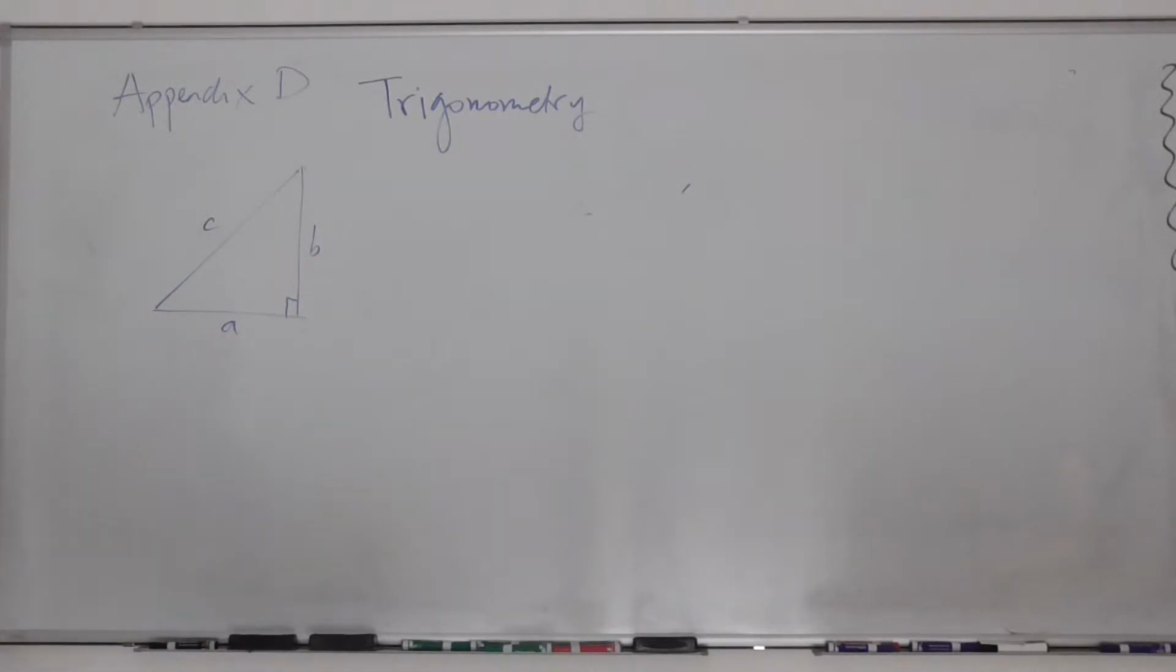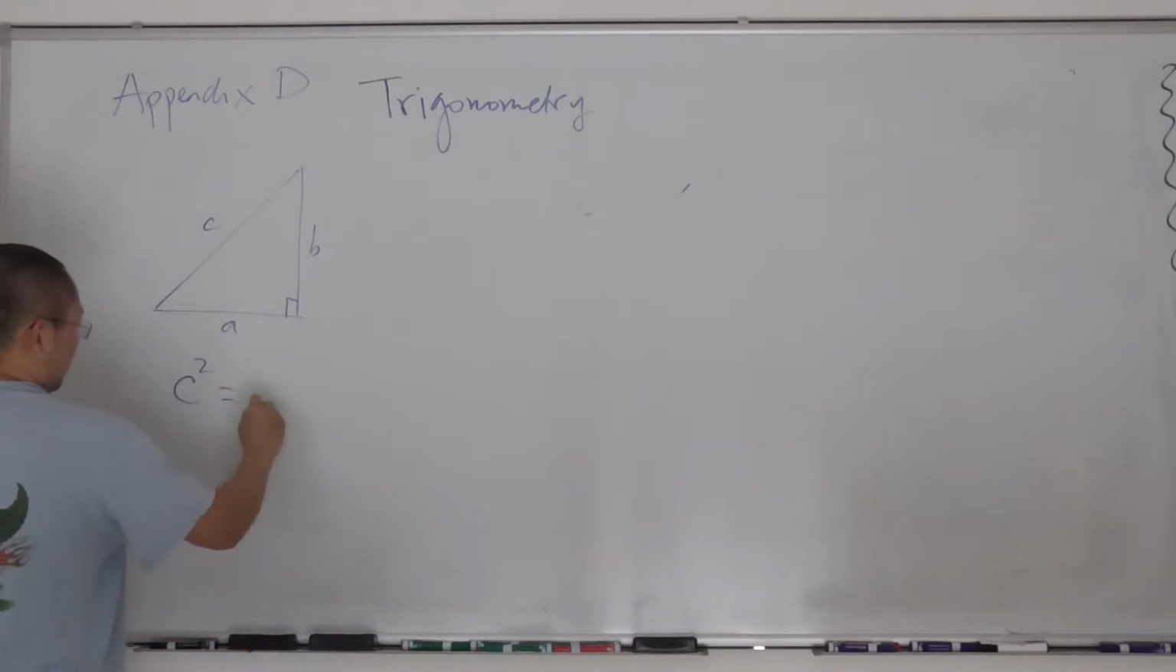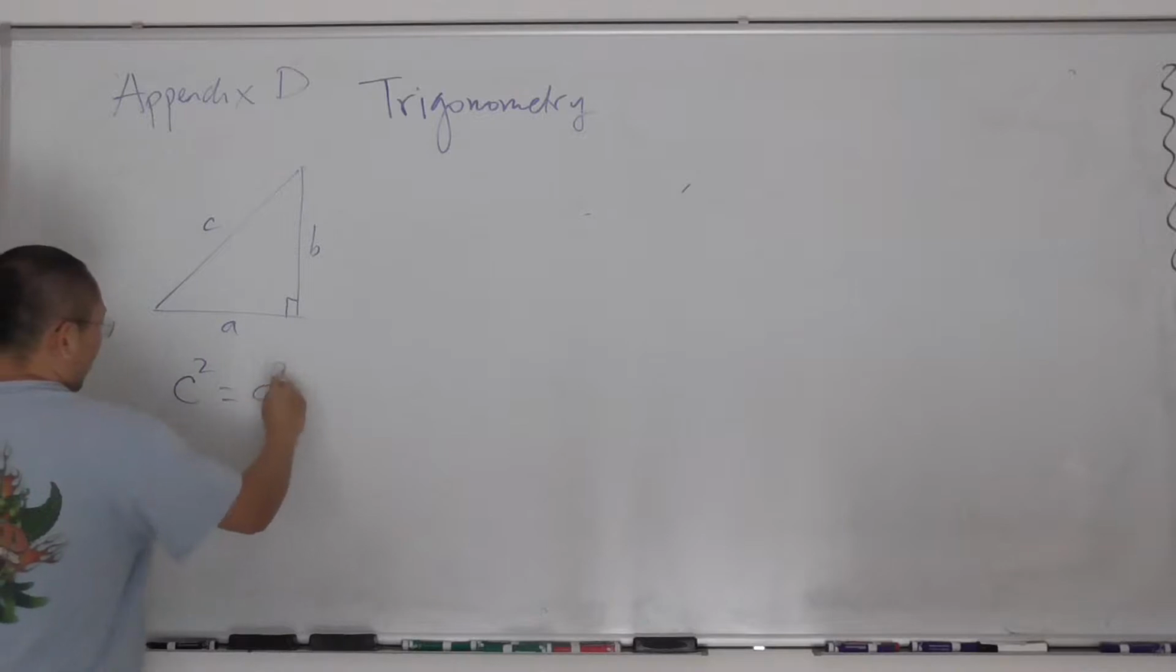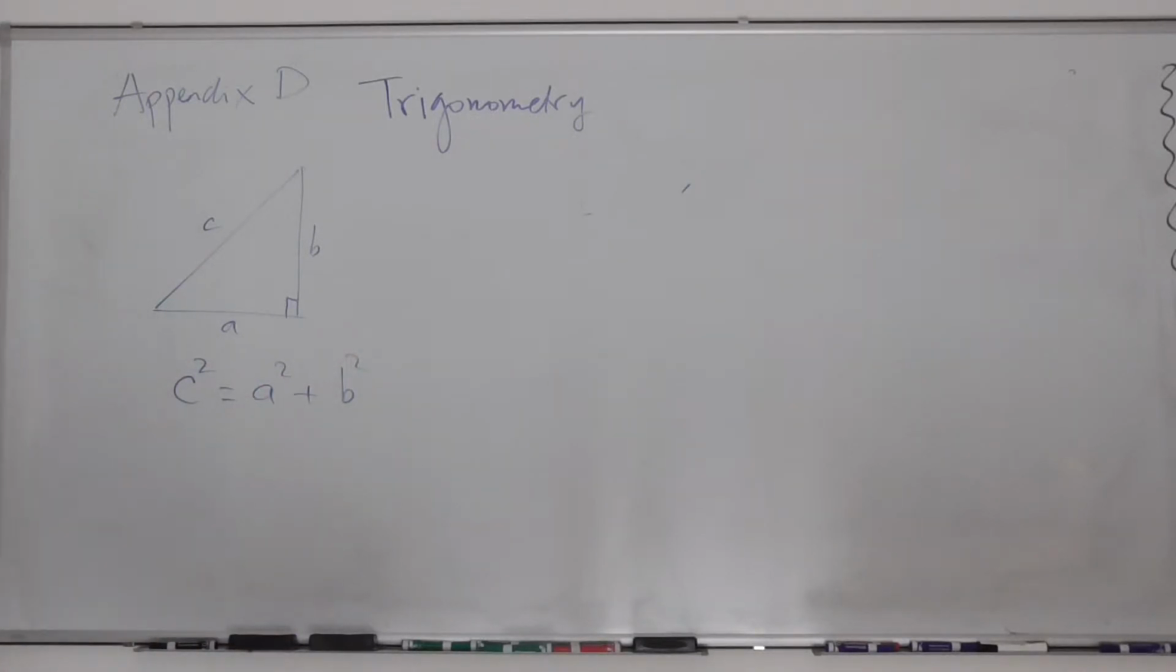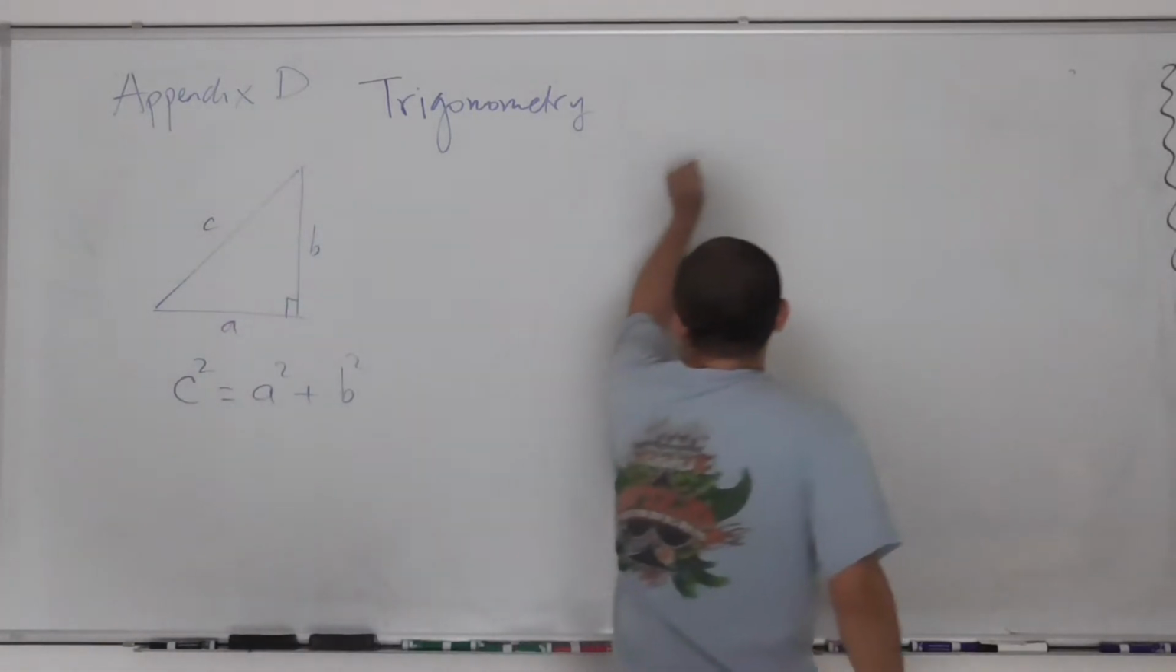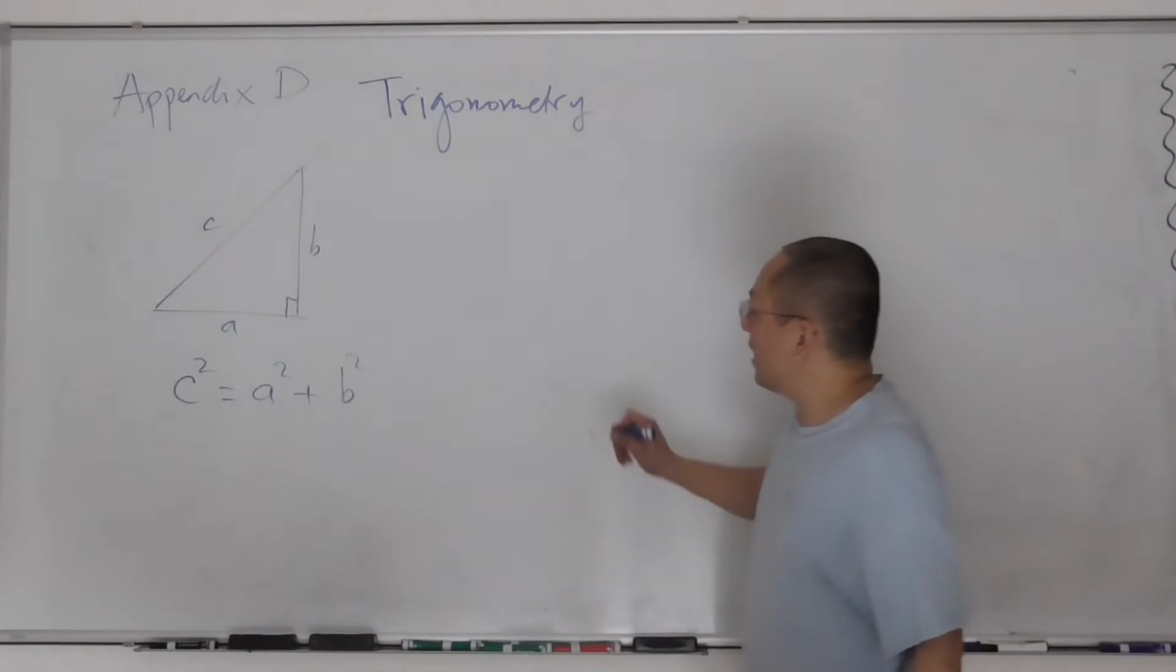The very first thing that comes up in my mind whenever we talk about a right triangle is the very famous theorem called the Pythagorean theorem. What does it say? The hypotenuse squared is equal to the sum of the squares of the two sides. So A squared plus B squared is equal to C squared. Now it's time to recall the 6 basic trig functions.